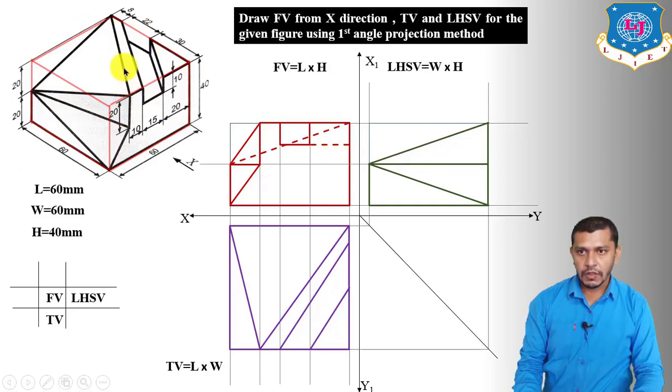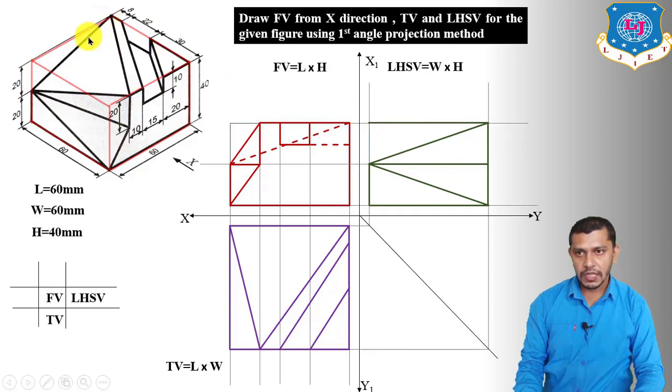Now we have to draw the projection of this inclined line. So one point is going to be projected at this corner point of the rectangle in the left hand side view, and another point is going to be projected over here at this corner point. So it will be a horizontal line like this in the left hand side view.